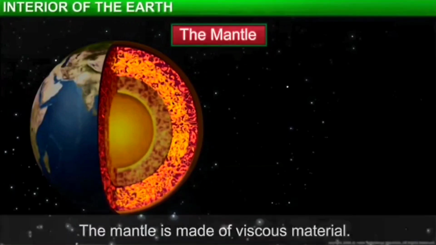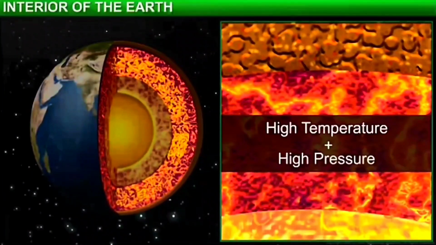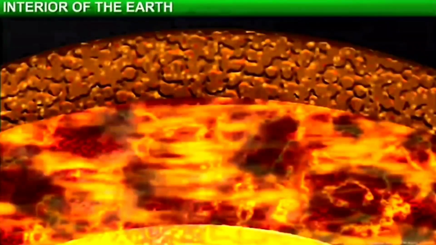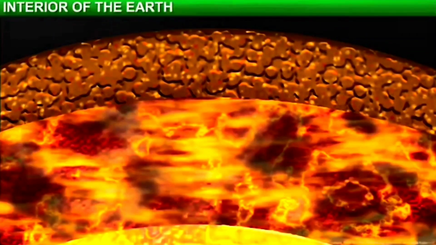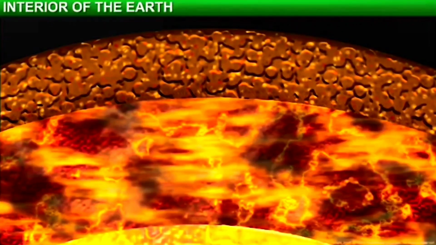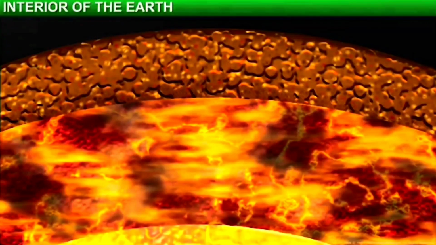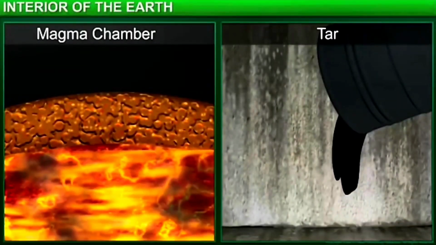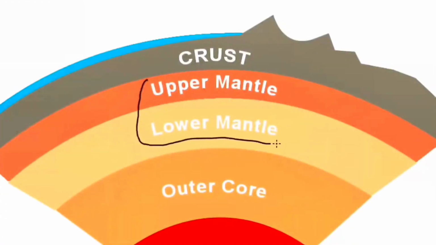The temperature and the pressure at the mantle are high as it is located below the crust. That makes the material of the mantle very thick, which means although it is in a liquid form, it does not flow freely. This material inside the mantle is thicker than tar and is known as magma. The mantle is divided into two, that is, the upper mantle and the lower mantle. Right from the upper mantle to the lower mantle, it is 2900 kilometers thick.